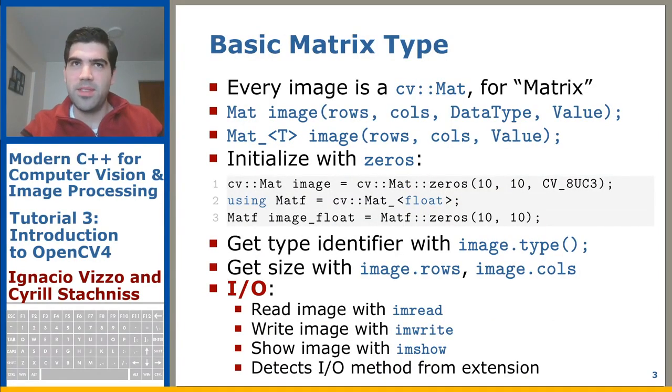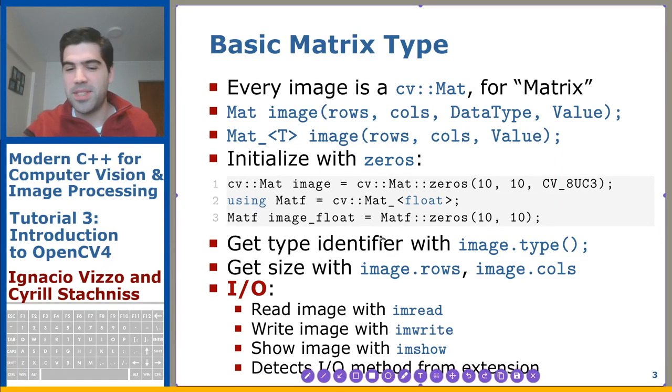So that's the most condensed history about data types in OpenCV. Then the most important class in OpenCV is going to be cv::Mat, which stands for matrix. Basically everything in OpenCV will be a sort of Mat, right? So images will be matrices, descriptors, and so on.